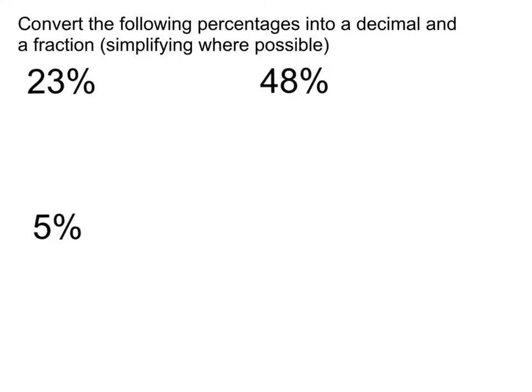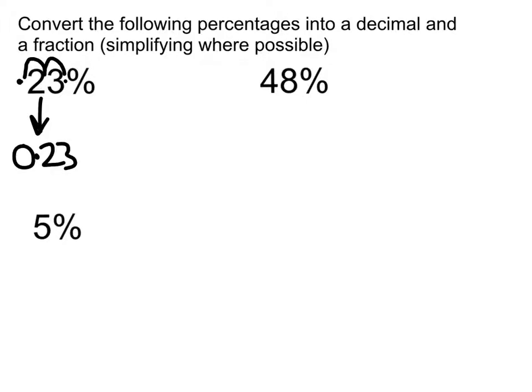So 23%, we want to write this as a decimal and as a fraction. So to change a percentage to a decimal, we divide by 100, which means that we move the decimal point 2 to the left. So we're going to go 1, 2, so it ends here. So 23% is the same as 0.23.